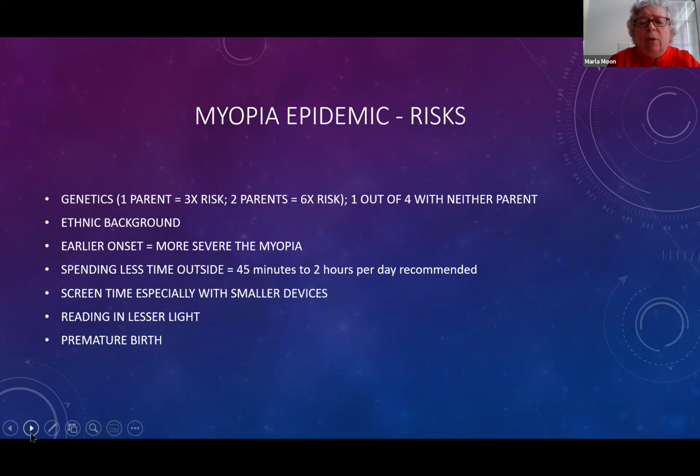And then premature birth. We've known this all along. When kiddos are premature, the collagen of the retinal system just tends to be a little bit more pliable and more stretchy. And they're at greater risk for developing myopia. We've seen this with retinopathy of prematurity all along. Next slide, please.